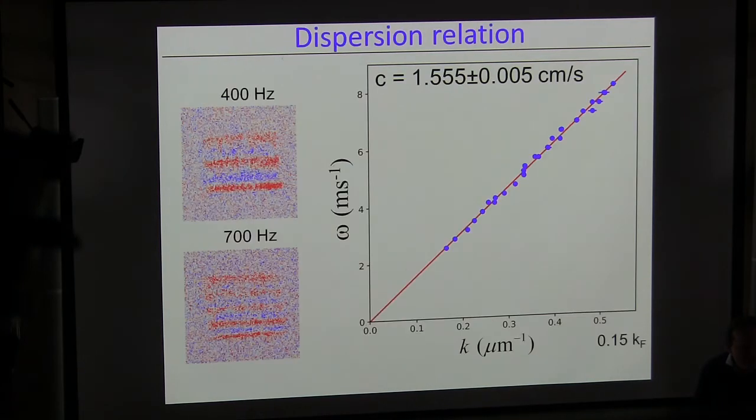Sorry, so this is blocking, I blocked this, you don't see it, right? So it goes up to 15% of the Fermi momentum only. So the rightmost is 15%, so the Fermi momentum is up there. So it's very low K stuff.